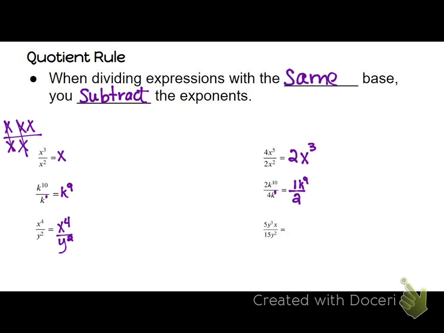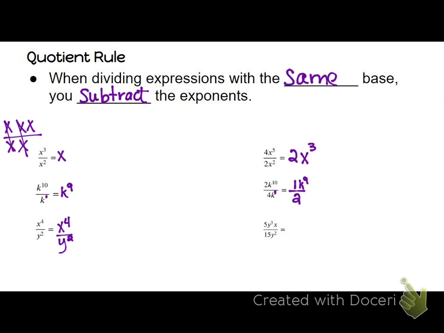All right, last one that we're going to look at for this particular section. So 5y to the 3rd x divided by 15y to the 2nd. What am I going to do with my coefficients here first, Riley? Can I divide 5 divided by 15? No. What do I do to them? Not add them.